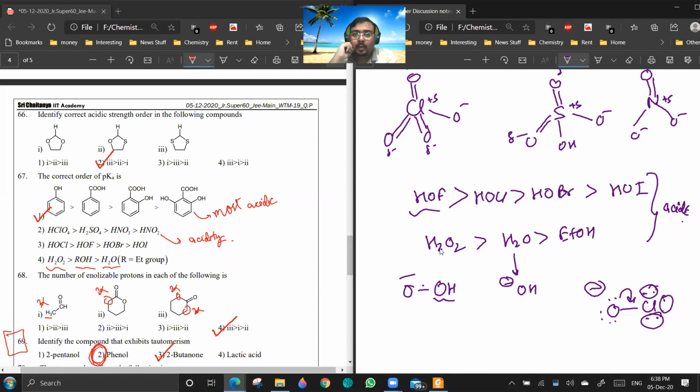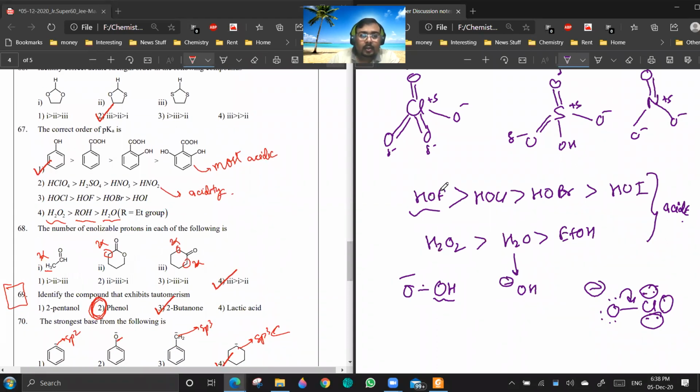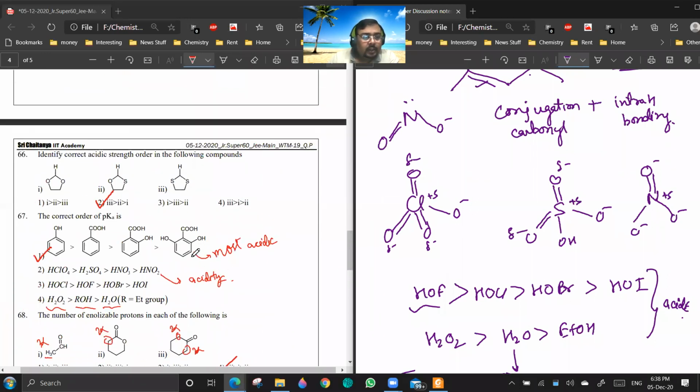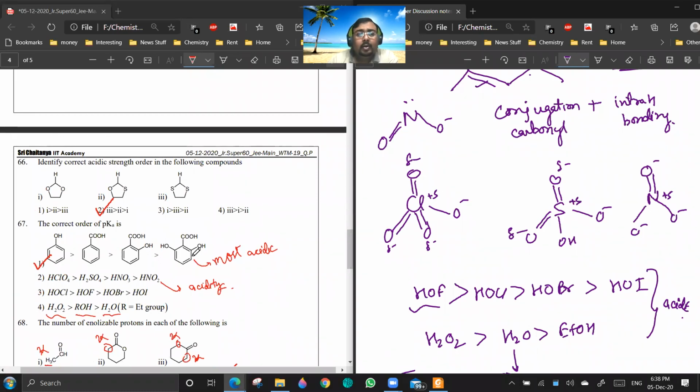Can you explain that ClO4 minus one, the second option? In the second option, the resonance is more in case of chlorate, then sulfate, then nitrate, and finally NO2 minus will have the least resonance. Are you getting my point? Okay, sir. That's it. So 67 is done. 66 should not be a doubt. Or is it a doubt? No doubt. That's good.